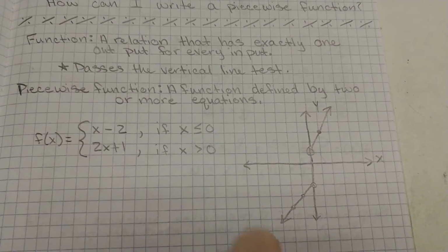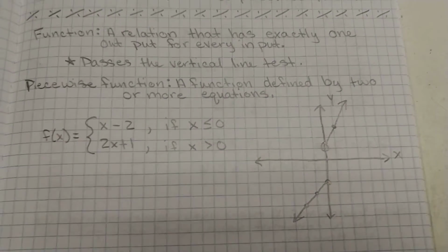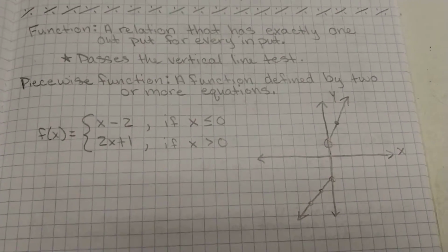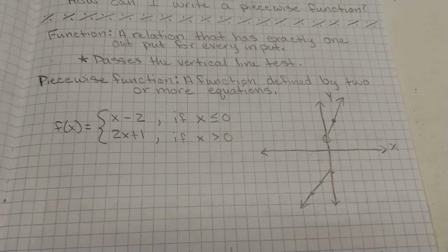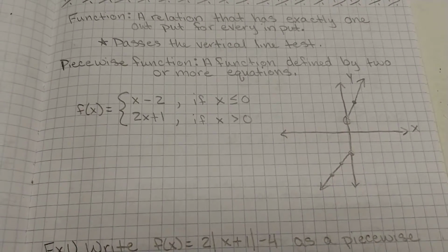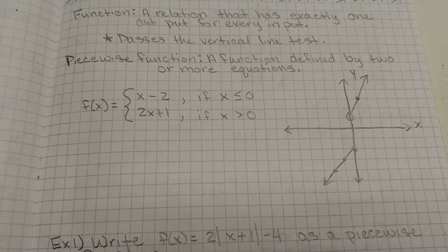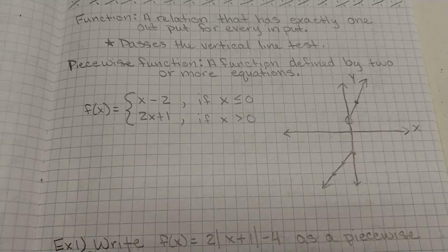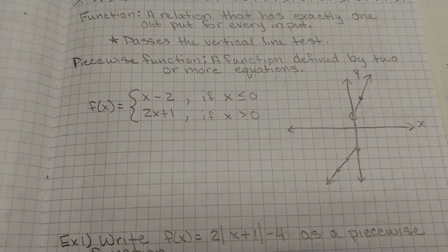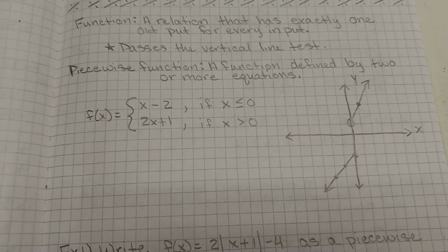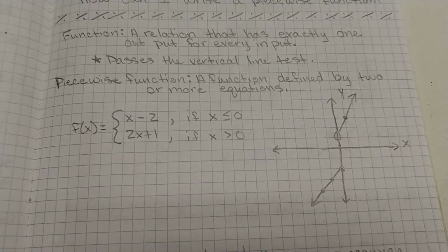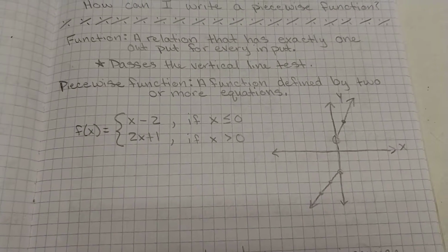For our piecewise functions, we're going to be working on two specific types because they can get very complicated. We are going to work on our absolute value functions and turning those into piecewise functions. And then we're also going to work on one other type of piecewise function that we'll talk about in a little bit. But first we're going to focus on those absolute value functions. I want to make sure you have enough time to get all of this written down.